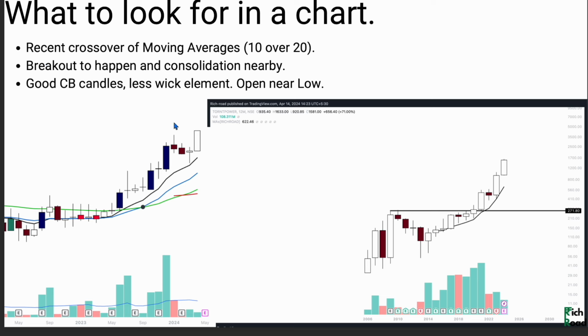It should happen a few months ago, that you can clearly see here. The second thing that you may look for is there is some breakout to happen and consolidation is happening nearby. What exactly do I mean by that? If you see this example, what is happening?